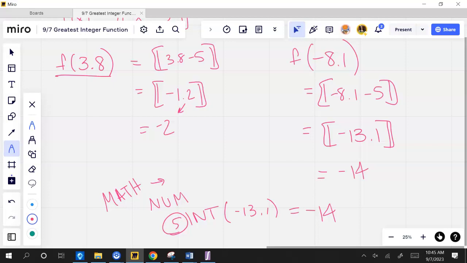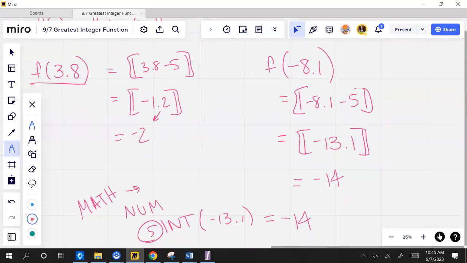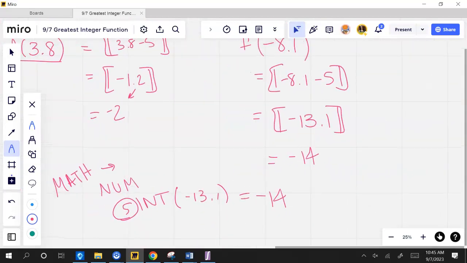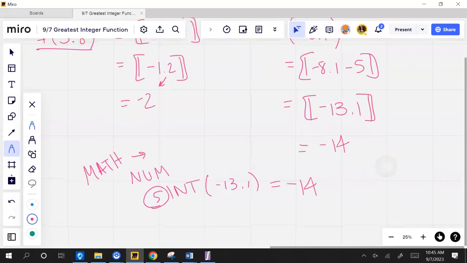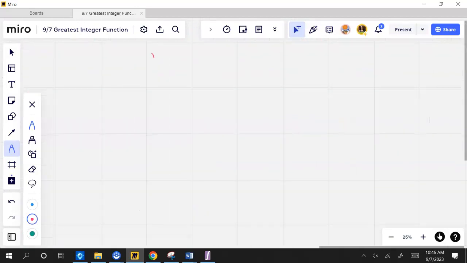So now let's talk about graphing, because this is the hard part. I got it. I don't want to move. Oh, I see. Yeah, you have to do the minus 5. All right, let's graph.